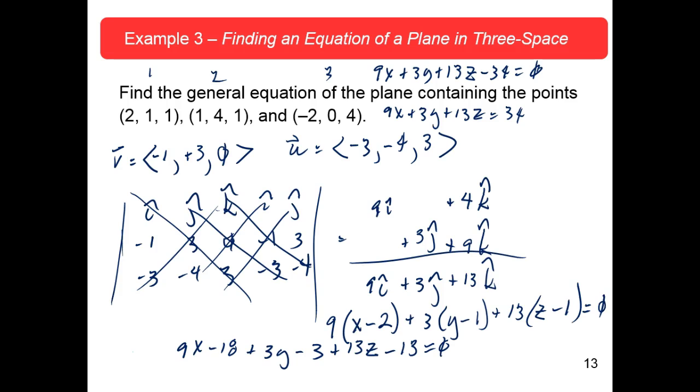Now, two distinct planes in 3-space either are parallel, or they're going to intersect. And where they intersect is going to be a line. Okay? So they're either parallel or intersect in a line.